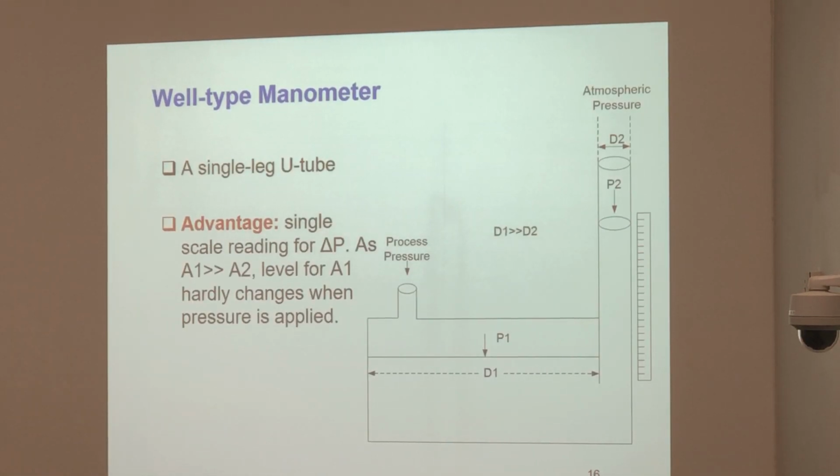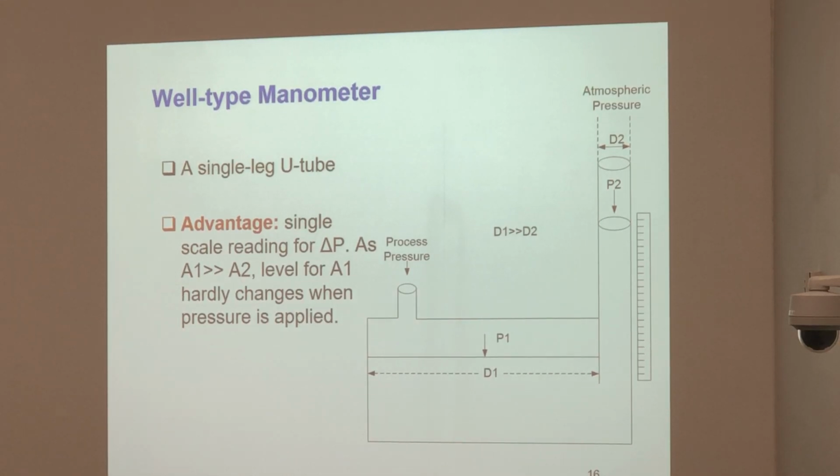This one, the well type manometer. What's the difference of this one compared to the previous one? It doesn't only have advantages, it has a disadvantage also. But the main difference is actually that one side of the tube is very big, and the other side of the surface is very small. Why do they want to do it like this? Something to do with pressure.